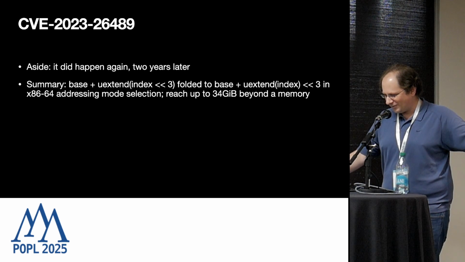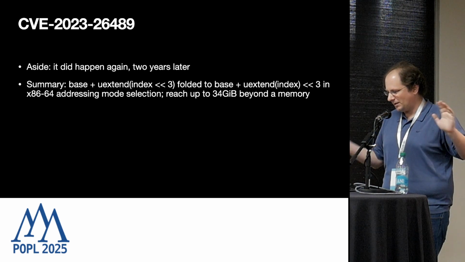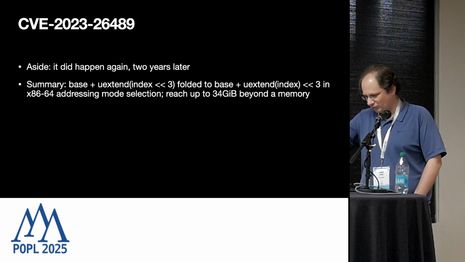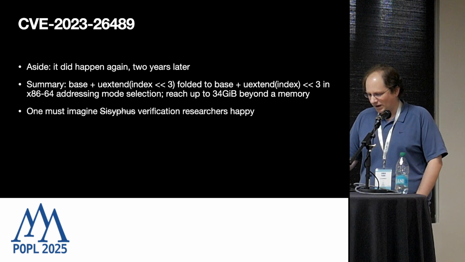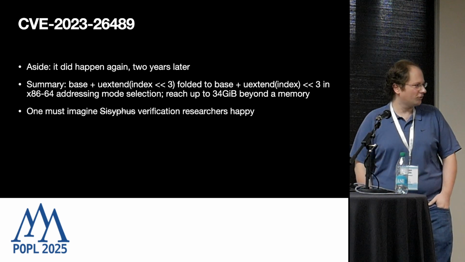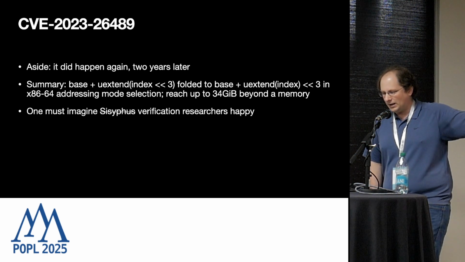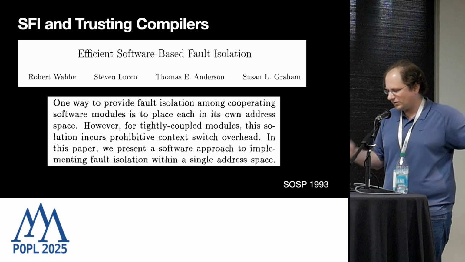This one was also my fault. And so I won't go through the details of this one. Basically, we flipped a uextend and a left shift, and you could control some bits above 32. It was not good. Right? And so this is great for verification researchers, but the fact is that we're human, and so this is going to keep happening, and so we need to ask, like, can we do better? Are there ways to do better?